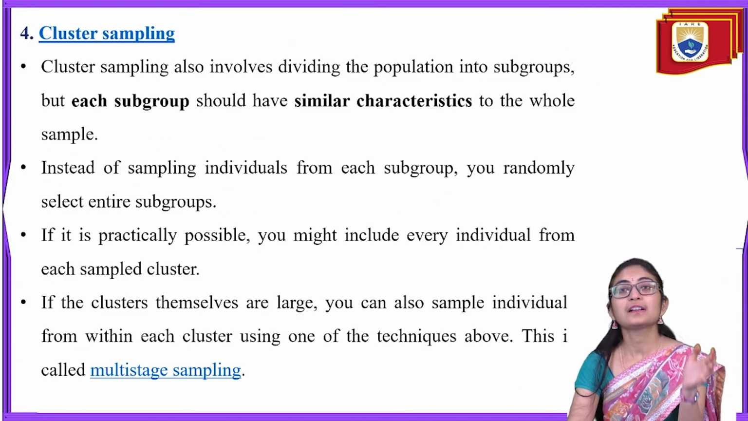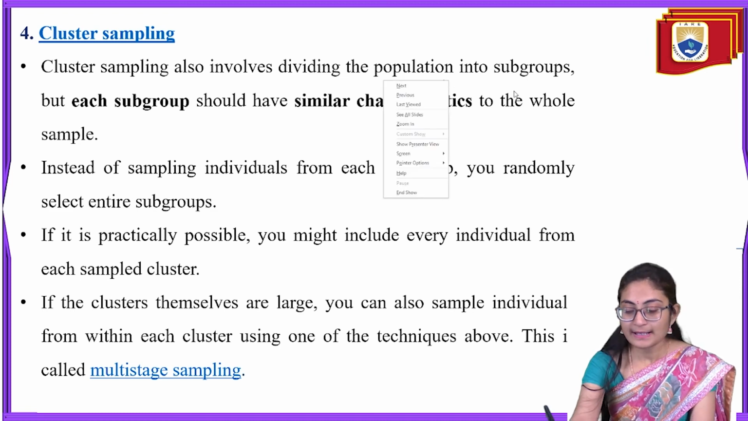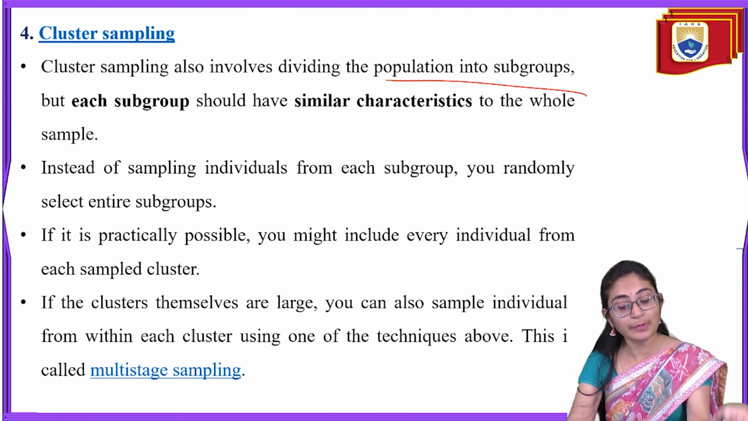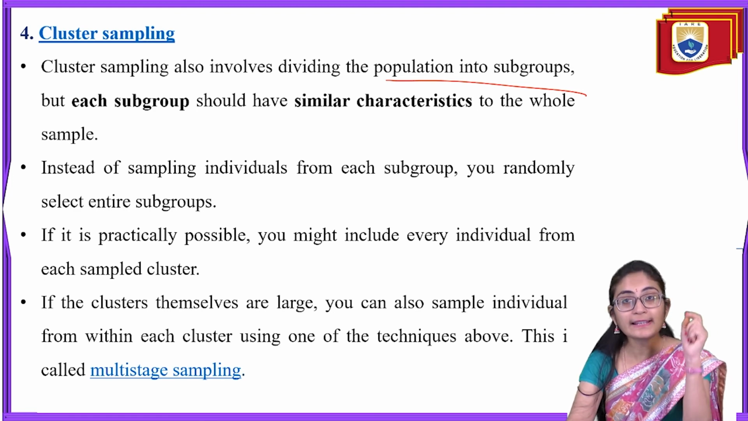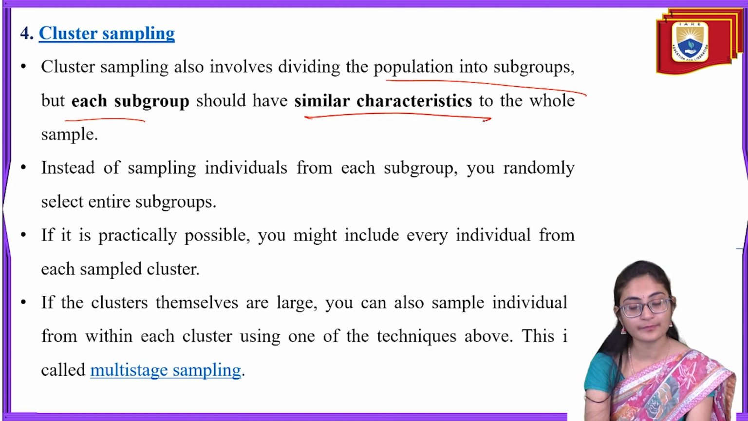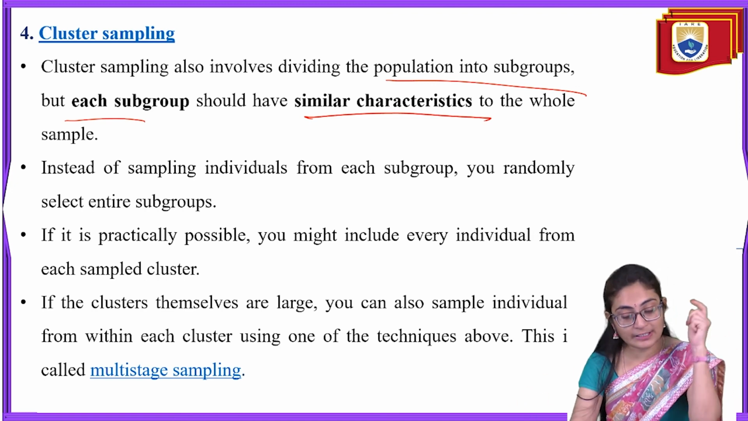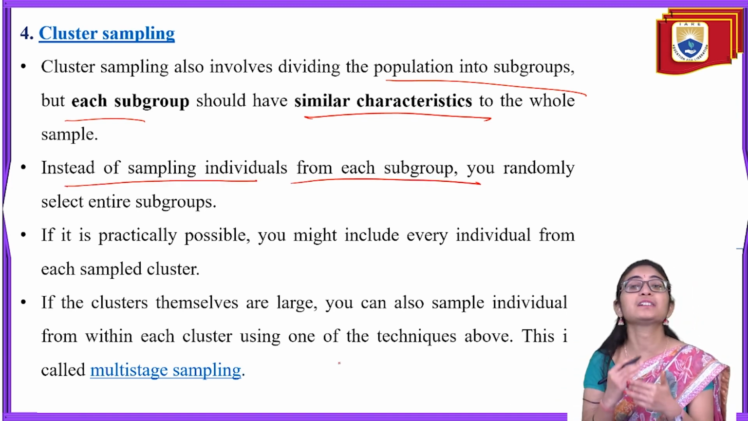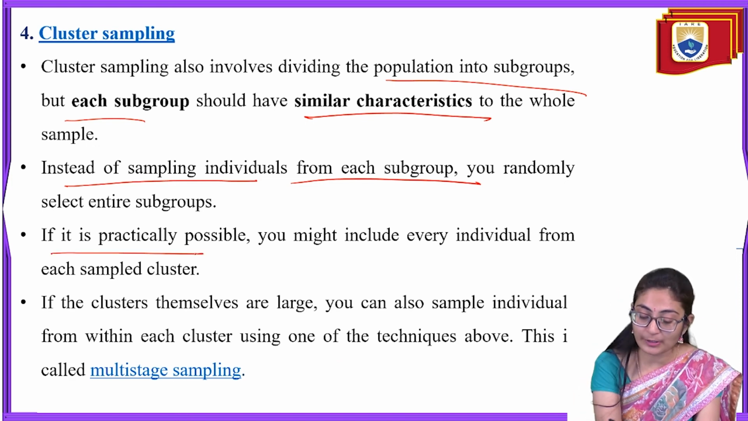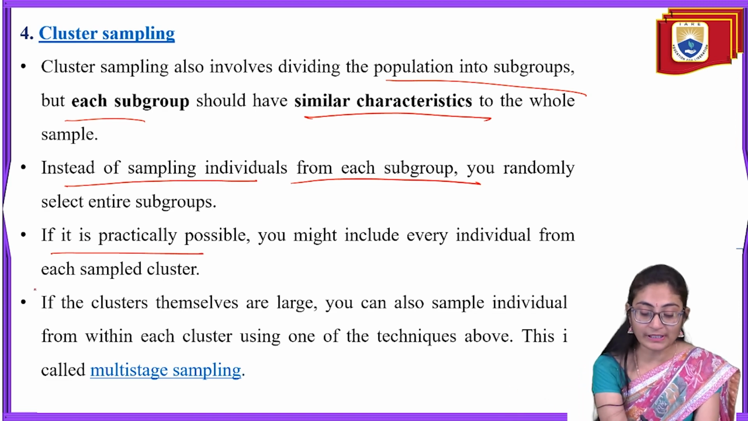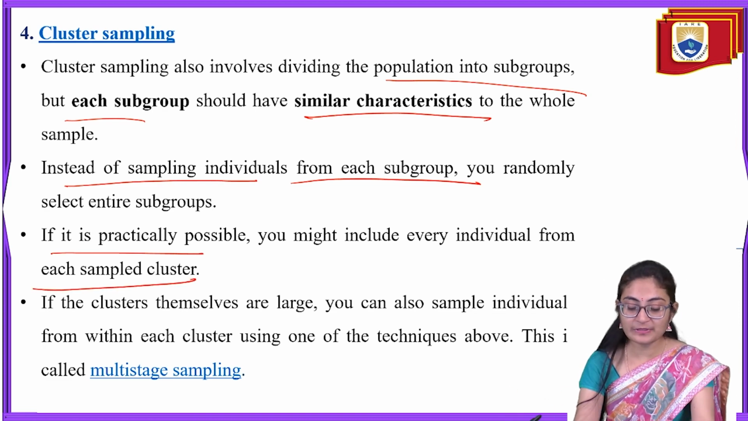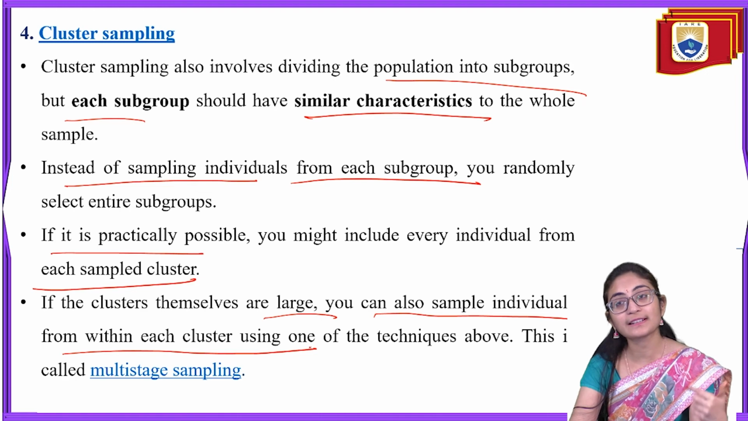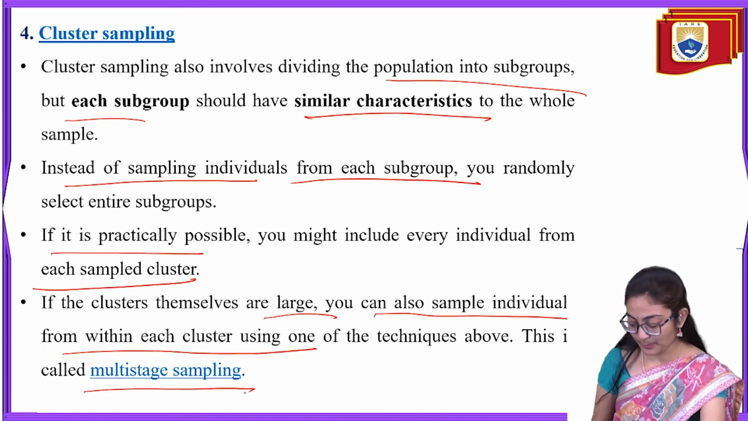Now we will see cluster sampling. Cluster sampling involves dividing the population into subgroups. In stratified sampling also, the population is divided into subgroups, but there is a difference. Here, each subgroup should have similar characteristics; there should not be different characteristics. Instead of sampling individuals from each subgroup, you randomly select the entire subgroup. If it is practically possible, you might include every individual from each sampled cluster. If clusters themselves are large, you can also sample individuals from within each cluster using one of the techniques above. This is called multi-stage sampling.